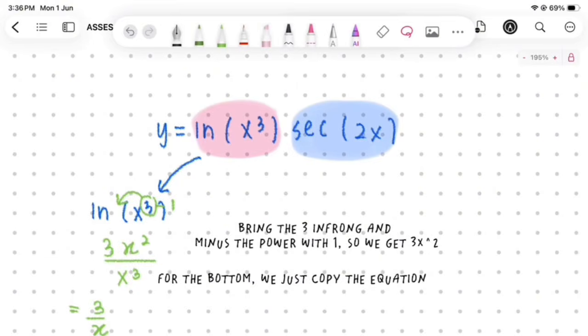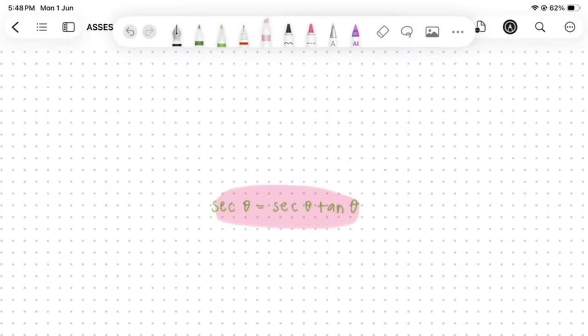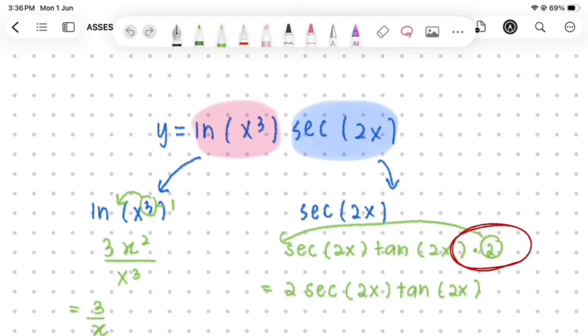This gives us 3x squared divided by x cubed. Simplifying it down, we get 3 divided by x. The derivative of sec theta is sec theta tan theta. Don't forget to multiply by the derivative of the inner angle, which is 2. So our v prime becomes 2 sec 2x tan 2x.